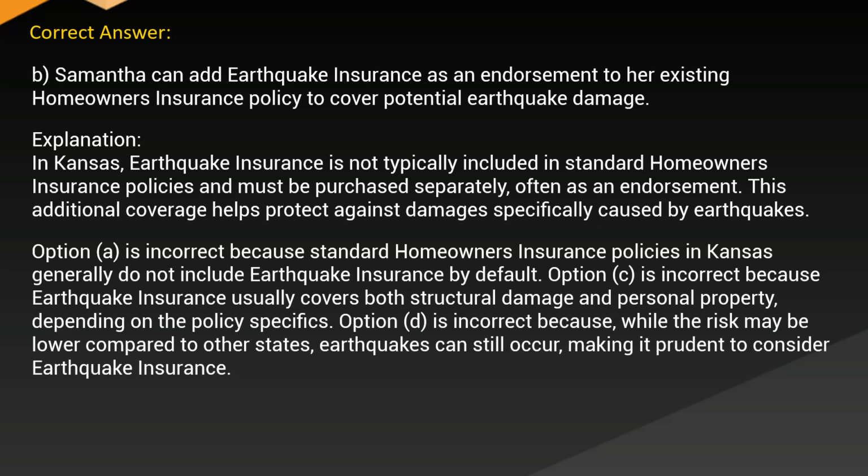This additional coverage helps protect against damages specifically caused by earthquakes. Option A is incorrect because standard homeowners insurance policies in Kansas generally do not include earthquake insurance by default. Option C is incorrect because earthquake insurance usually covers both structural damage and personal property, depending on the policy specifics. Option D is incorrect because, while the risk may be low compared to other states, earthquakes can still occur, making it prudent to consider earthquake insurance.